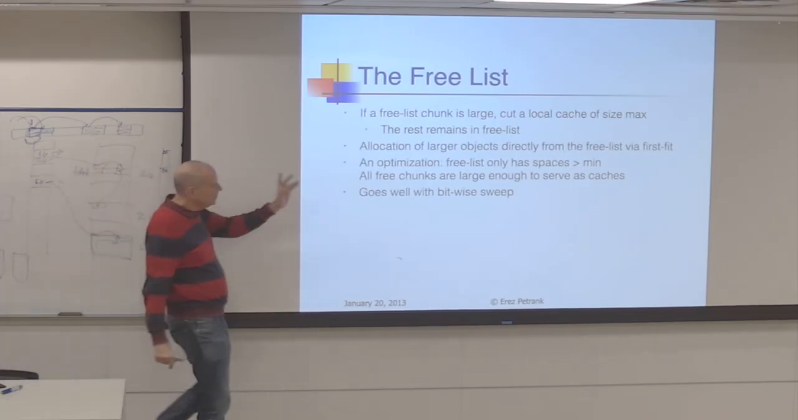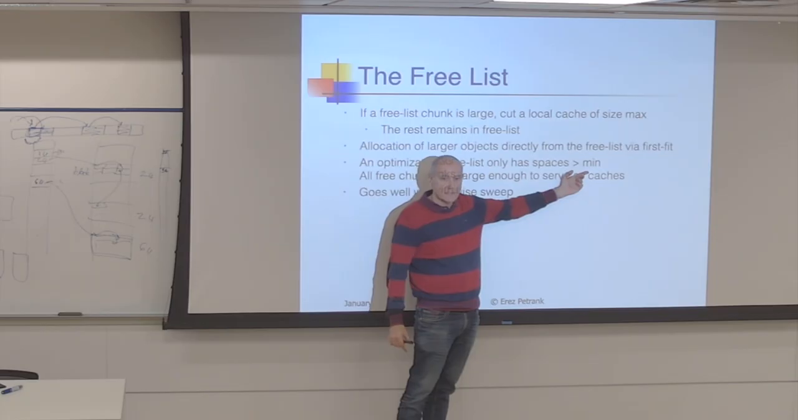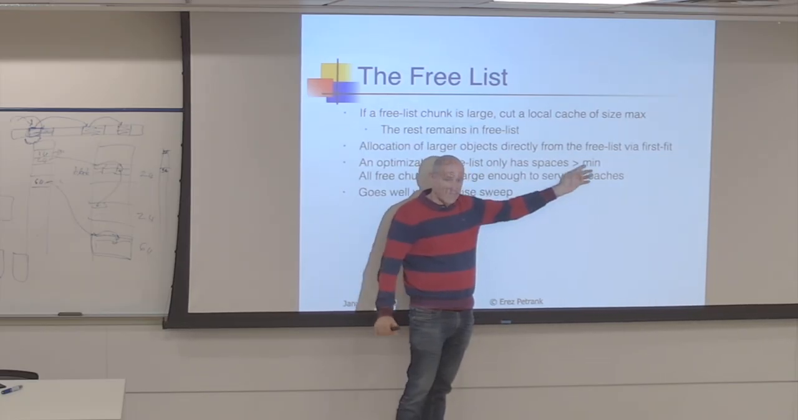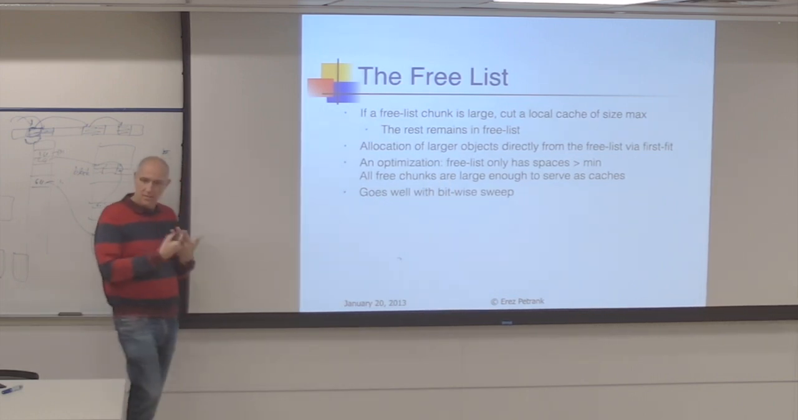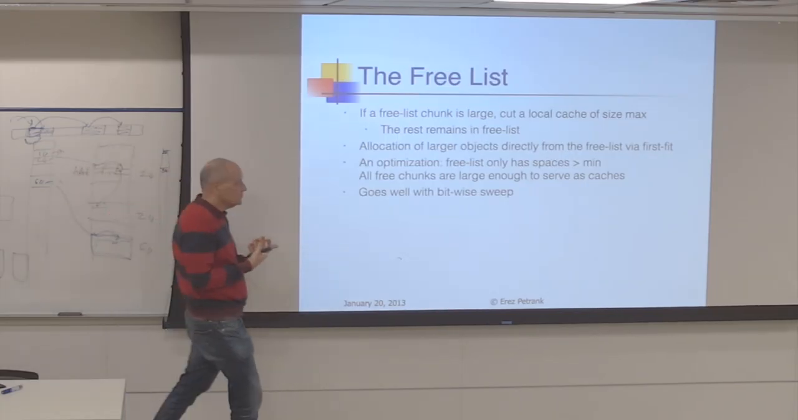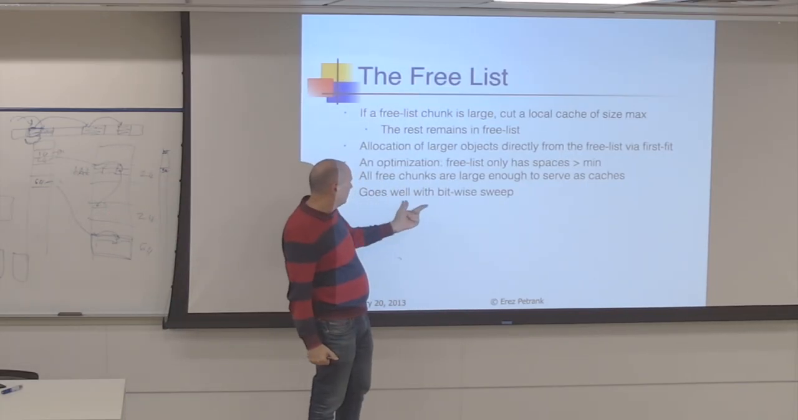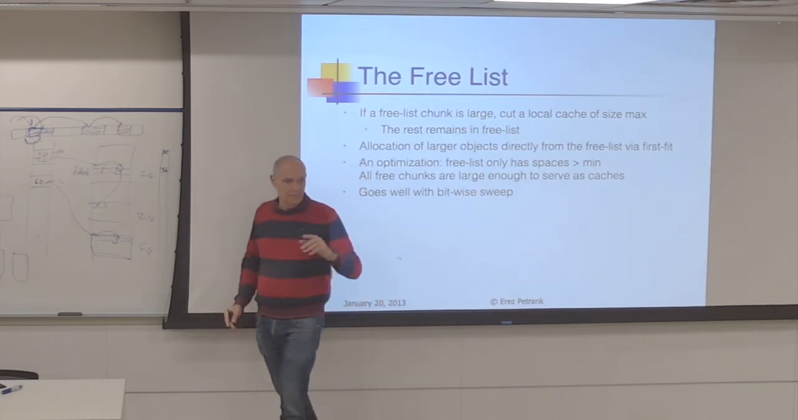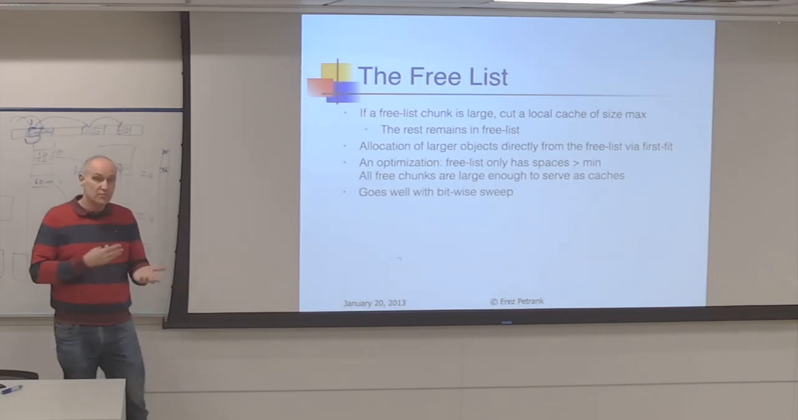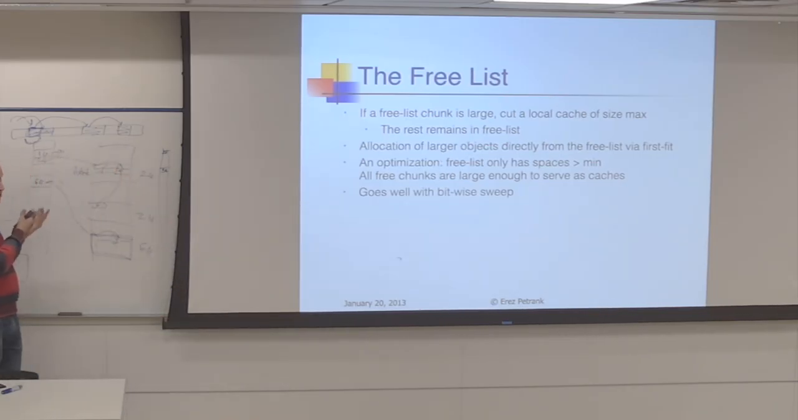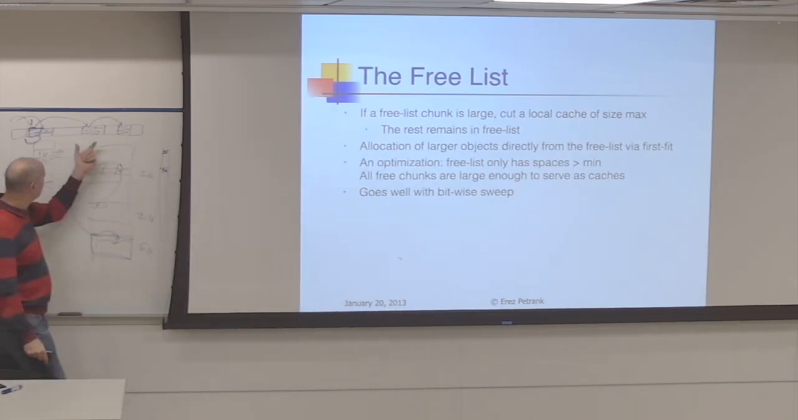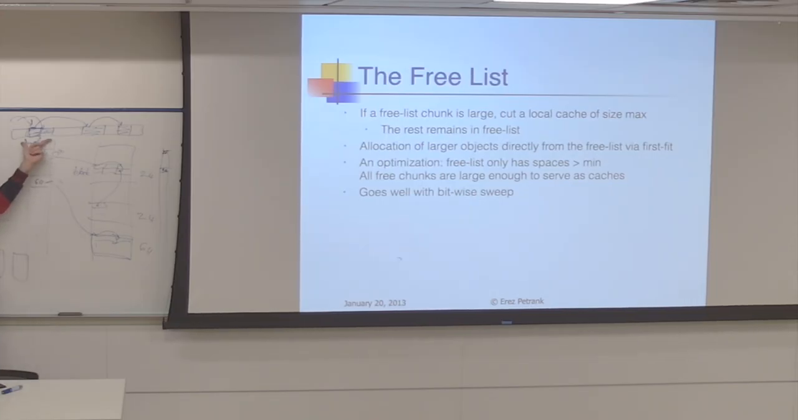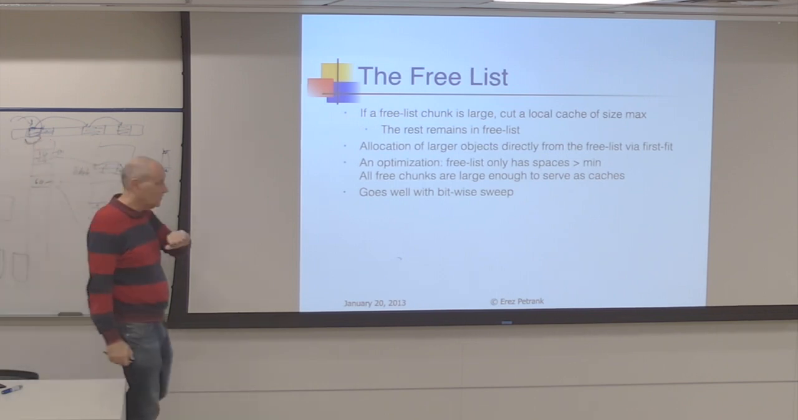And so I will keep in the free list only spaces that are at least the minimum size of a cache. The sweep does not put in the free list any chunks that are smaller than a cache size, that cannot be used. And this goes very well with the bitwise sweep. If you remember, bitwise sweep ignores small spaces. So this is really good for this type of allocation. And actually, IBM used both. So you want to keep only large blocks here that are good for allocation caches. And bitwise sweep just anyway ignores small spaces. So they go very well together.